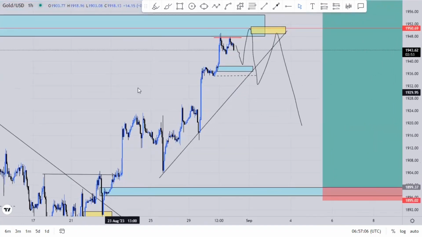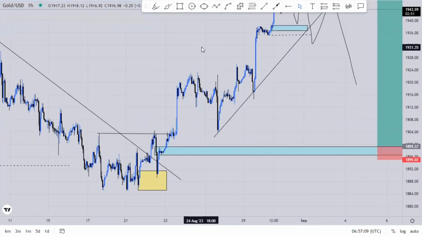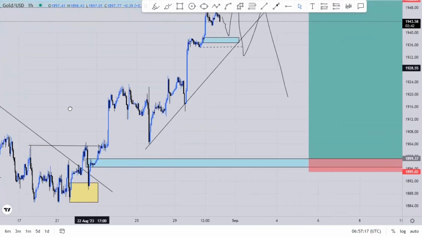This is just liquidity there. It's just liquidity that they take out before they go where they want to go.